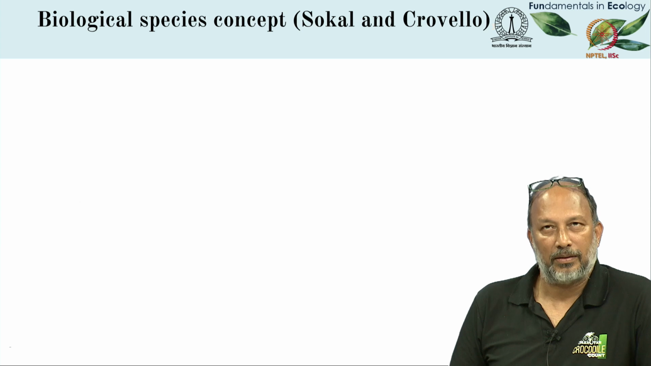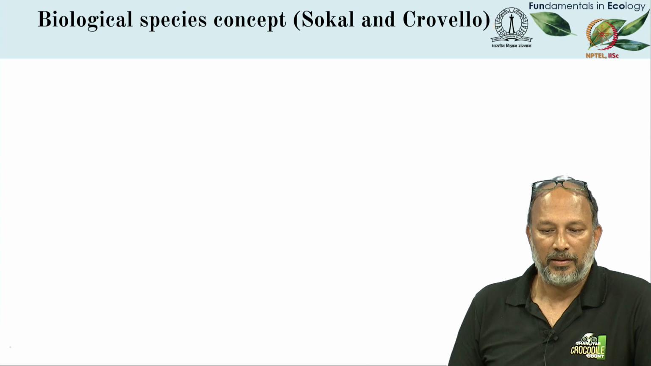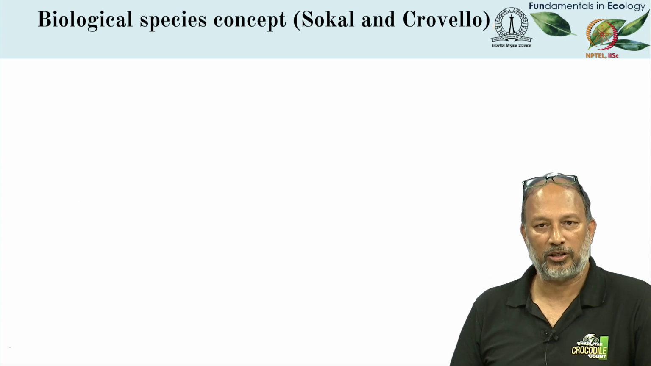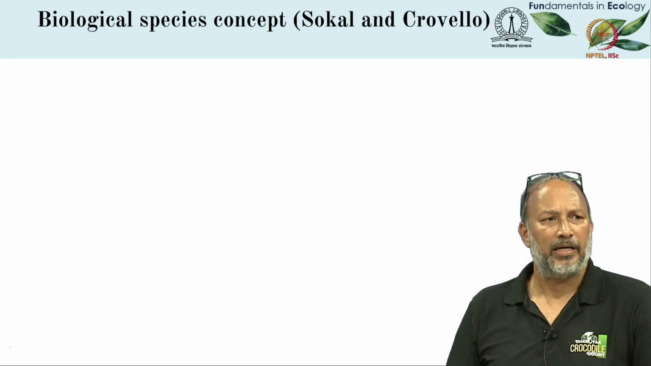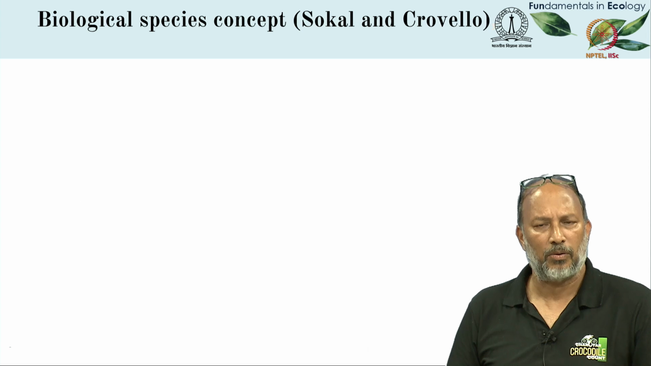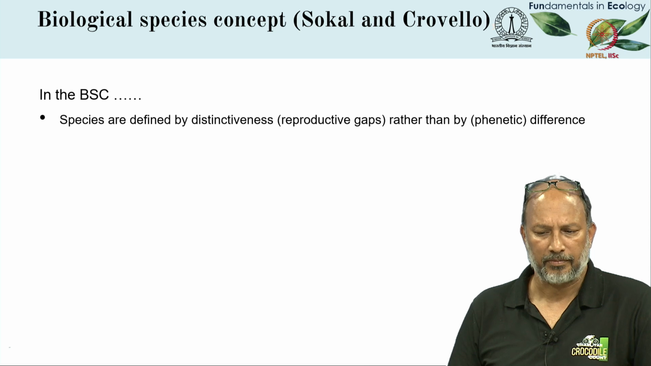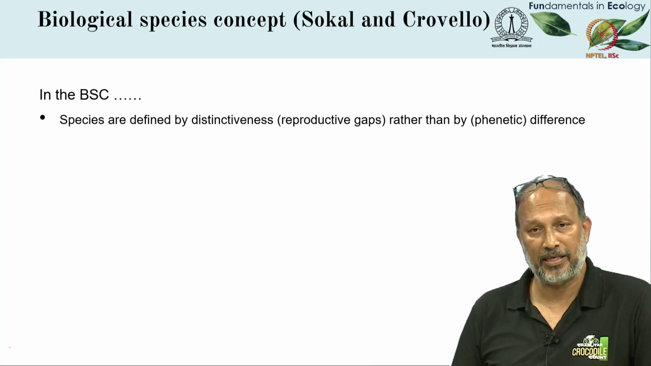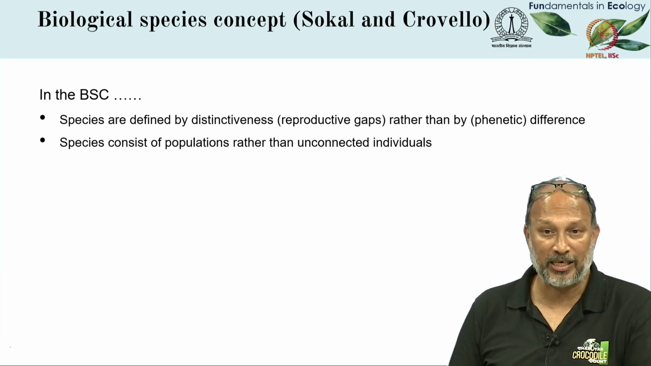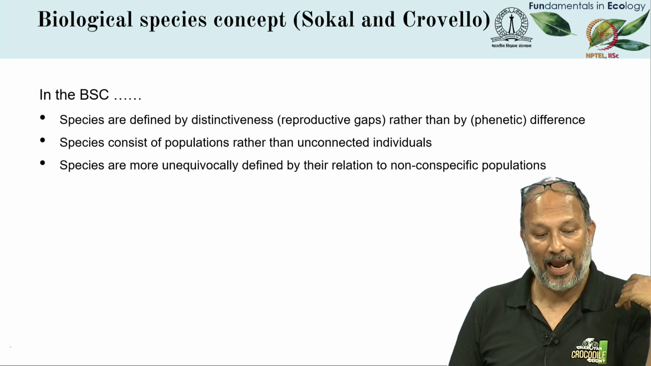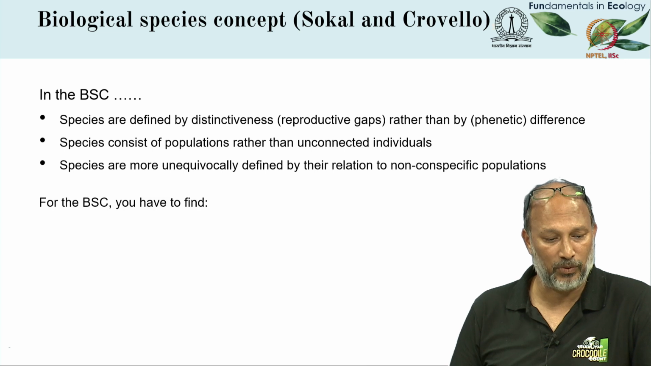Now, early on, actually more than 50 years ago, there was evaluation of these concepts by other evolutionary biologists, and even though today the biological species concept is still widely accepted, there were some pretty sharp criticisms of it. Sokal and Crivello said species are defined by distinctiveness rather than difference. They consist of populations rather than individuals, and they're defined by their relation to non-conspecific populations. This is how the BSC works.